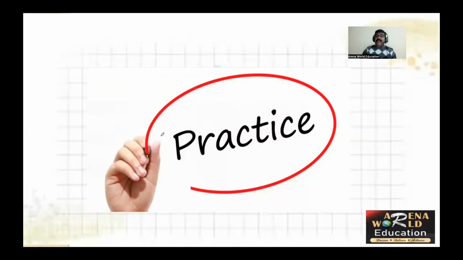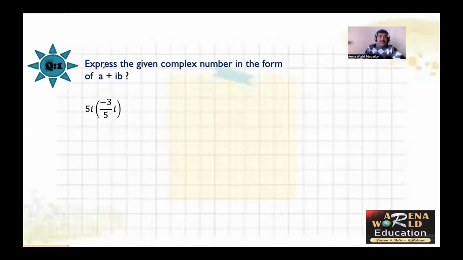Now it's time for practice. Let us solve a few questions together. So this is your first question. Express the given complex number in the form of a plus iota b. So what we will do, here we will multiply 5 iota with minus 3 upon 5 iota, right? So this is very easy.